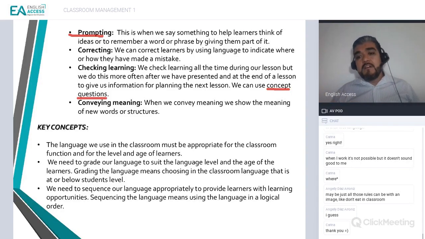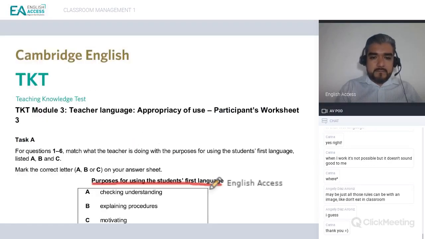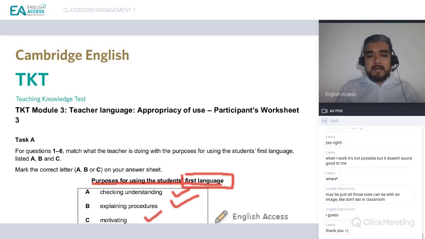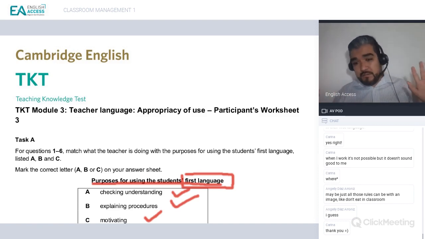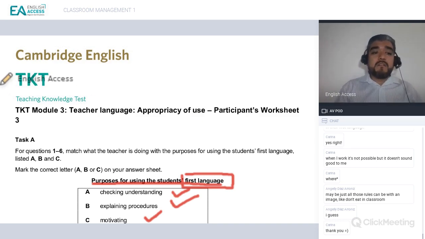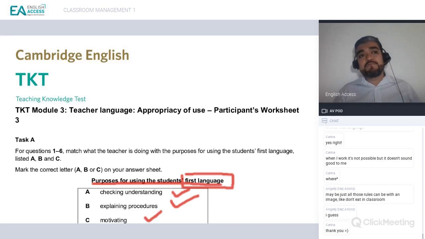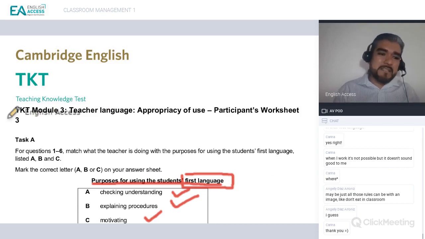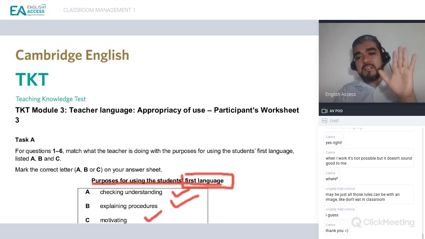That is very important. But of course, as we mentioned here, sometimes we use the first language because we want to check understanding, we want to explain procedures, or we want to motivate, right? In my opinion, probably your principal has another opinion, and it's okay. I respect his opinion. Sometimes it's important to set rules in Spanish. For example, you call attention to your students in English and they are basic level, and you tell them, oh no, you're doing bad, don't do that. Sometimes they don't understand, right? So sometimes it's important to speak Spanish, but it depends on your school, the methodology and the approach.